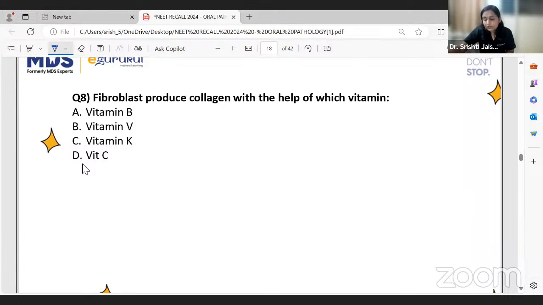Fibroblast. So this was also a very easy question. Fibroblasts produce collagen with the help of which vitamin? So vitamin C. Okay, so the answer is vitamin C.